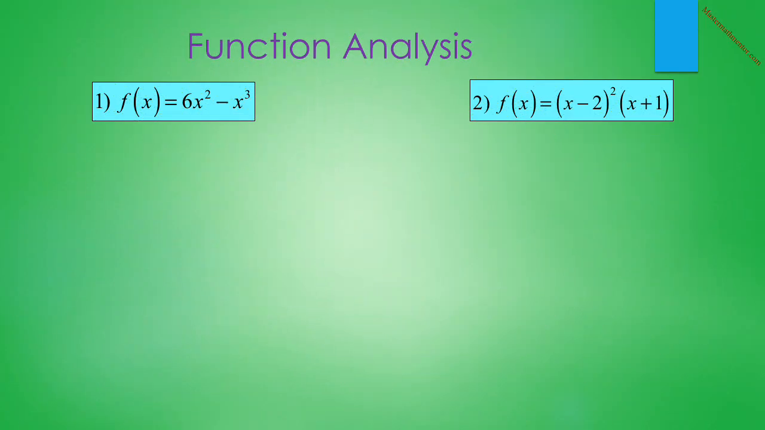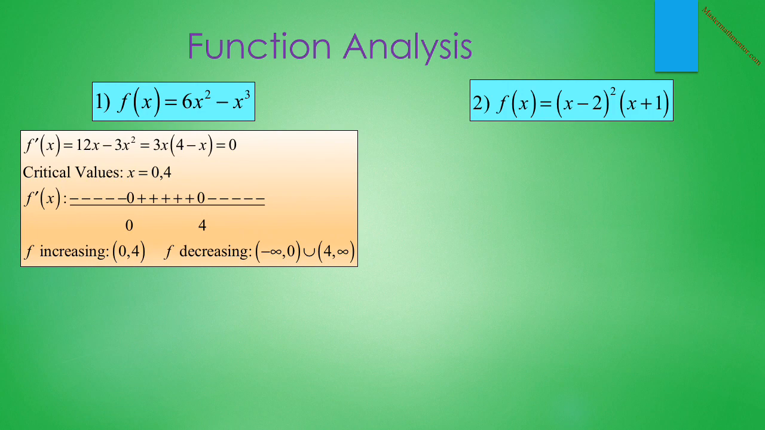In problems 1 through 4, you are given functions and you're asked to find intervals where the functions increase and decrease, showing all work. We first take the derivative and get 12x minus 3x squared and set it equal to 0. We put it into factored form, 3x quantity 4 minus x equals 0, giving the critical values x is equal to 0 and x is equal to 4.